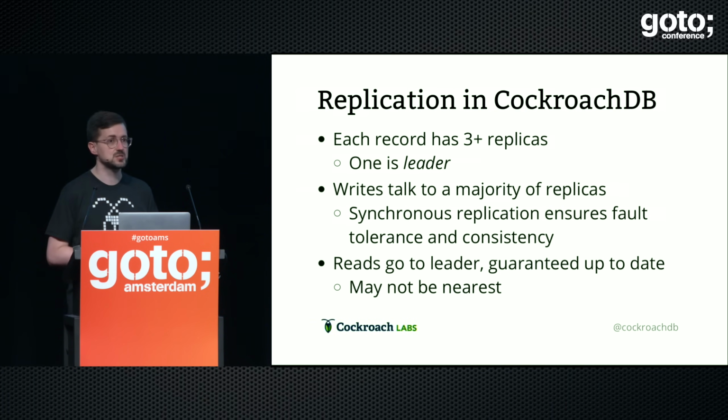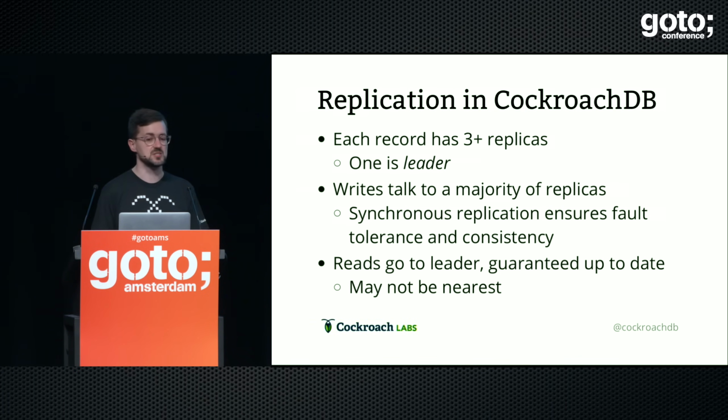CockroachDB's replication is based on a quorum or consensus model. This means that each record has 3 or more replicas. One of these is the leader at any time. You would typically have odd numbers of replicas, because that gives you a way to break ties. So typically you'd use 3 or 5 or maybe 7 replicas, depending on your application's needs. And whenever you want to write to the data, that write has to go to a majority of the replicas.